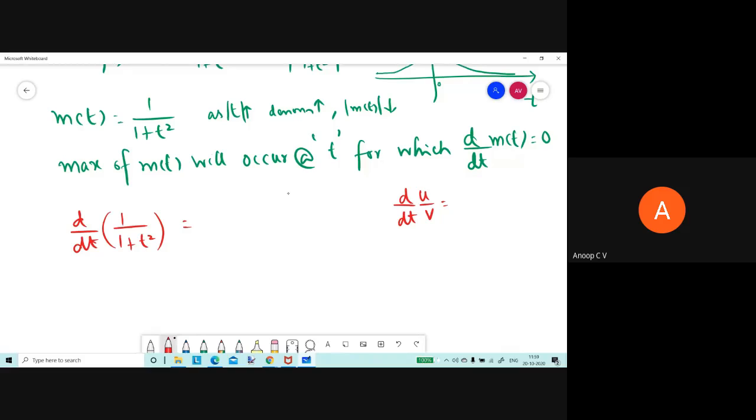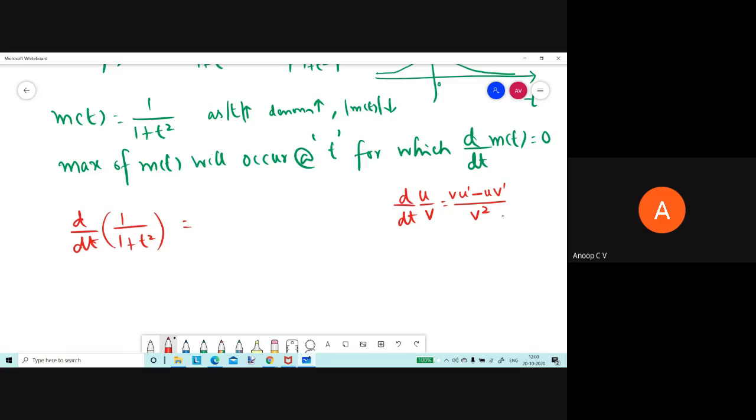It is denominator into derivative of numerator minus numerator into derivative of denominator, divided by denominator square. I hope this is the rule, right? The derivative of a fraction of functions.